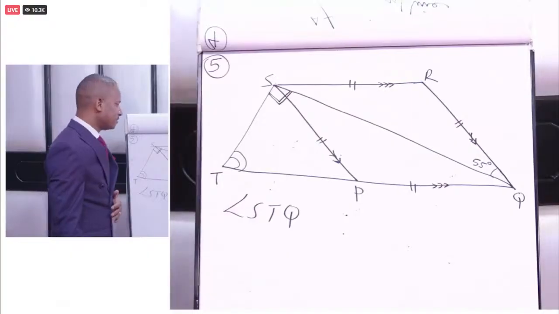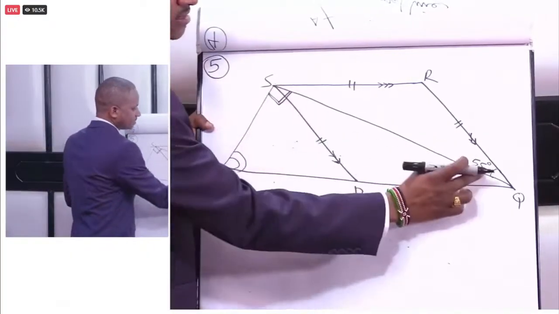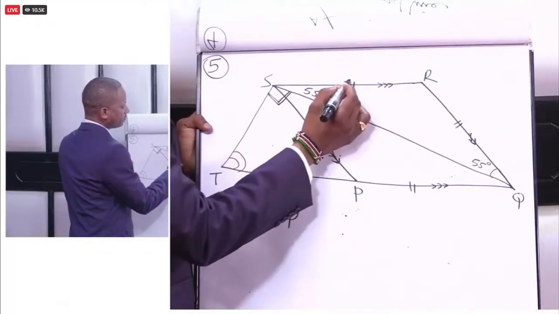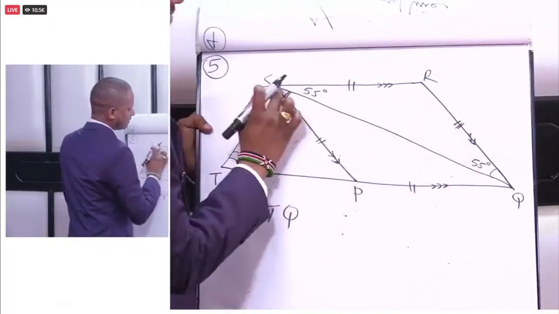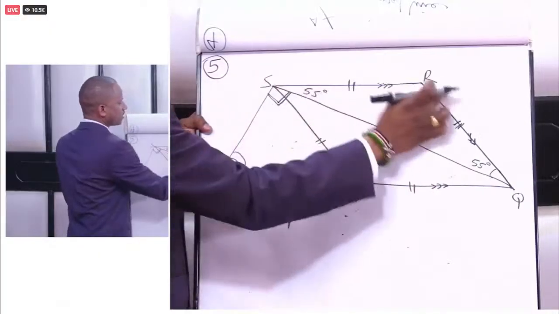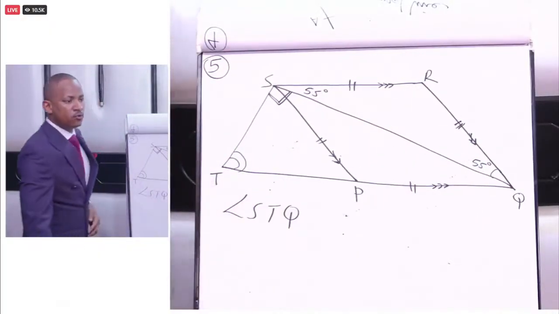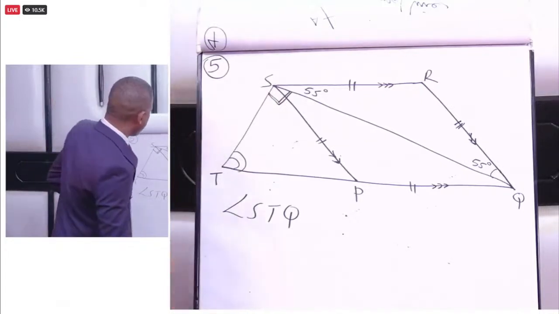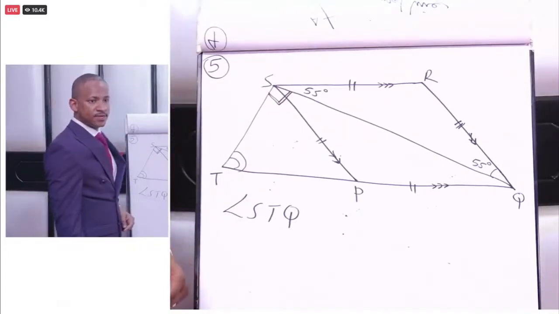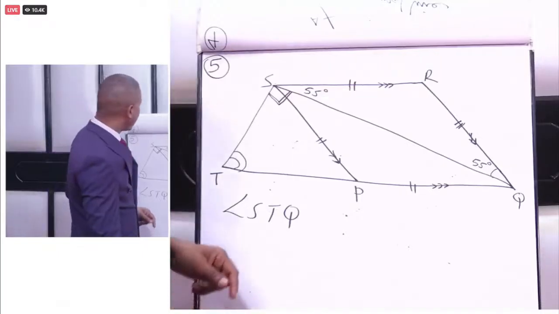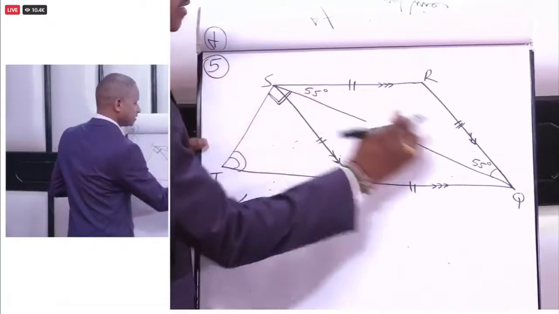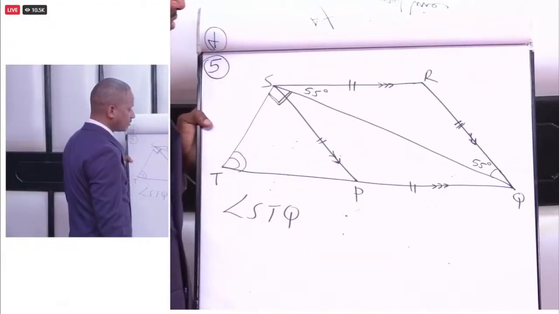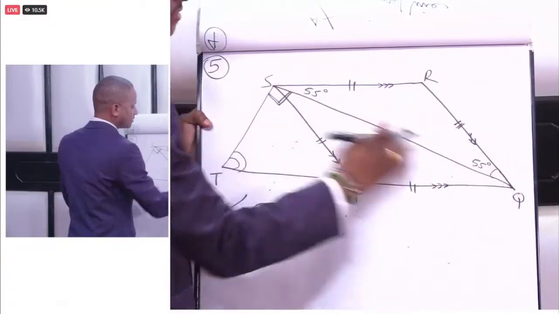So this will help you, because the moment you know that this is 55 degrees, this will also give you 55 degrees. Why? Because this and this side are the same, and this is a triangle. A triangle whose two sides are equal is called an isosceles triangle. A triangle whose three sides are equal is called an equilateral triangle. So this is an isosceles triangle.